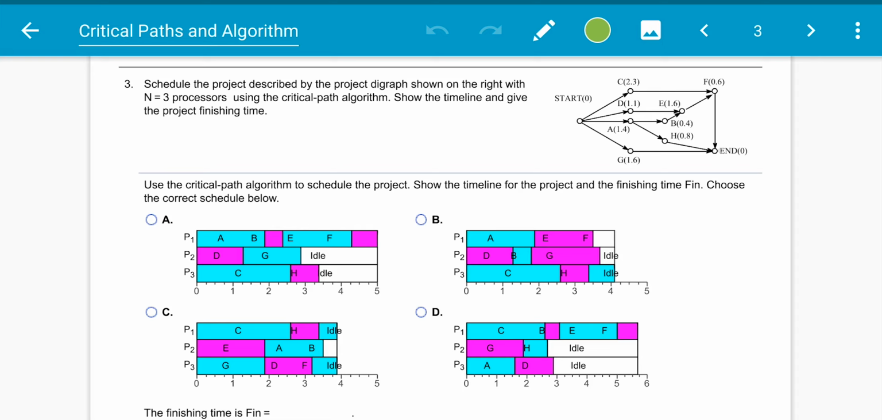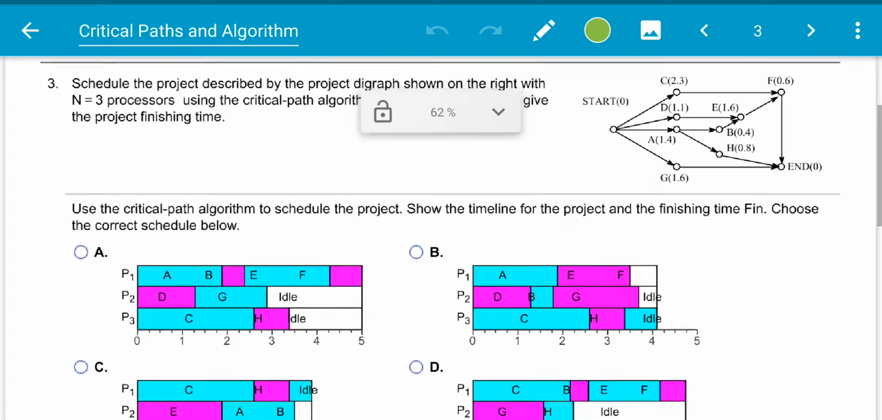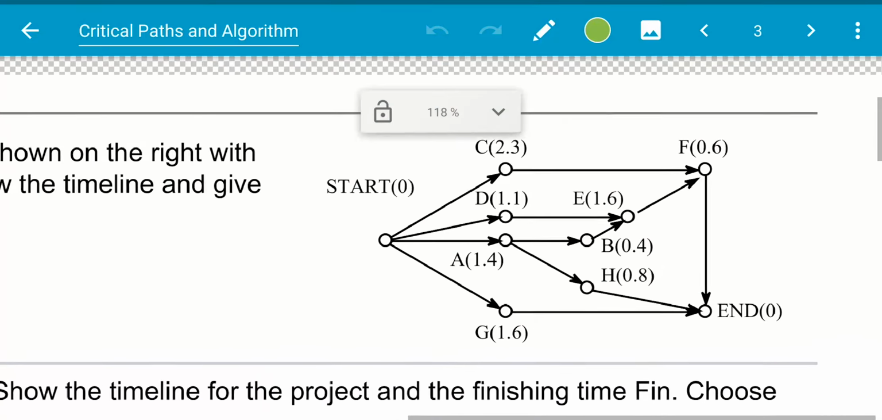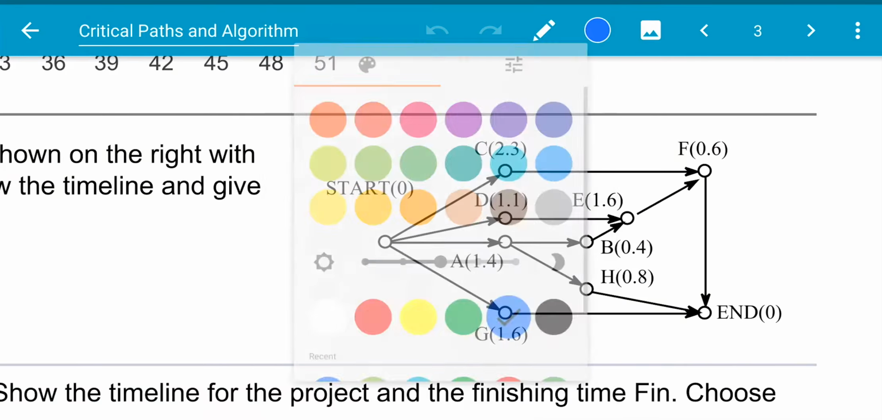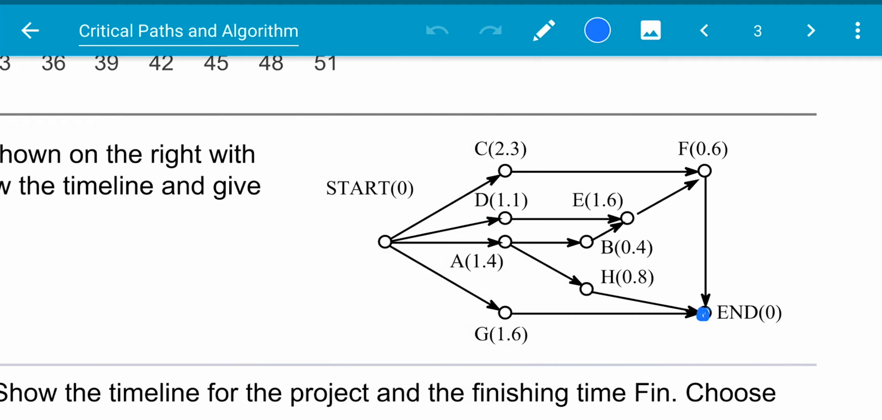The end is down here at the bottom right instead of at the very far right. So let's zoom in and go ahead and create our times. So from the end, obviously, critical time is going to stay at 0.